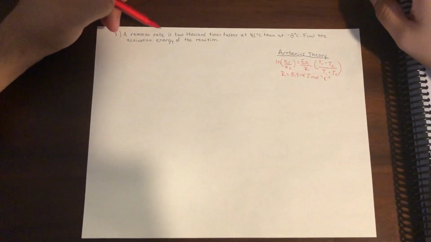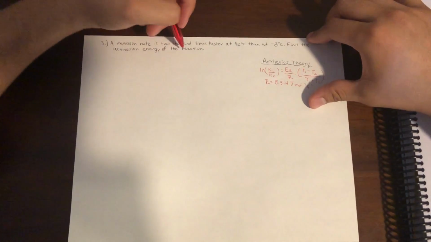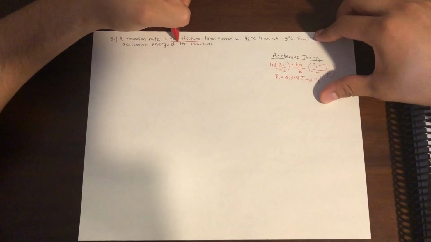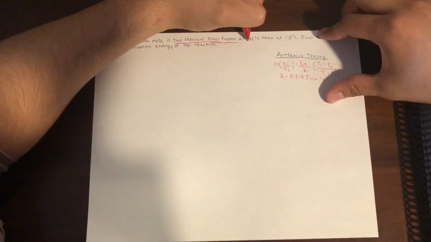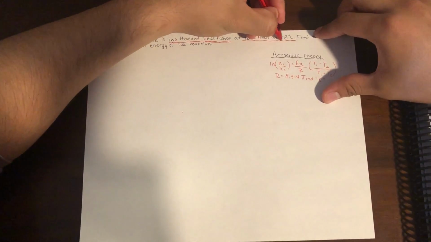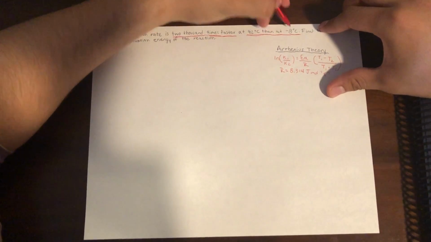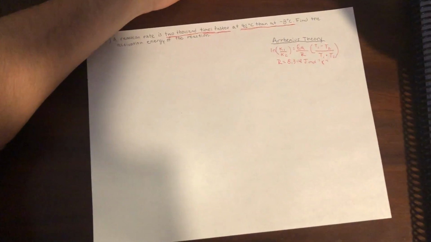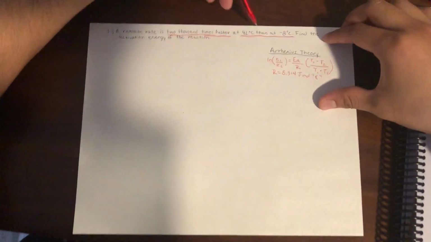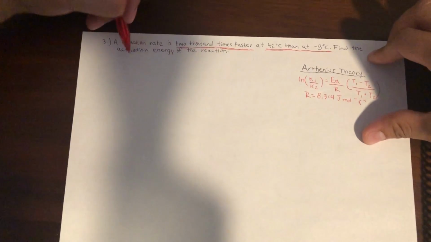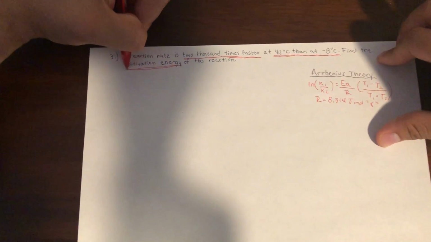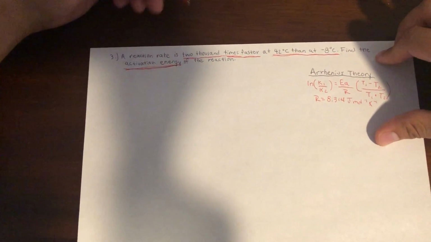So we have a reaction rate that is 2,000 times faster. This is already giving you the K1 and K2, faster at 42 degrees than at negative 8 degrees Celsius. So this is your T1 and your T2. It doesn't matter which one you pick, you just have to make sure that it corresponds to the same K values. So find the activation energy. We're going to find the Ea of the reaction.